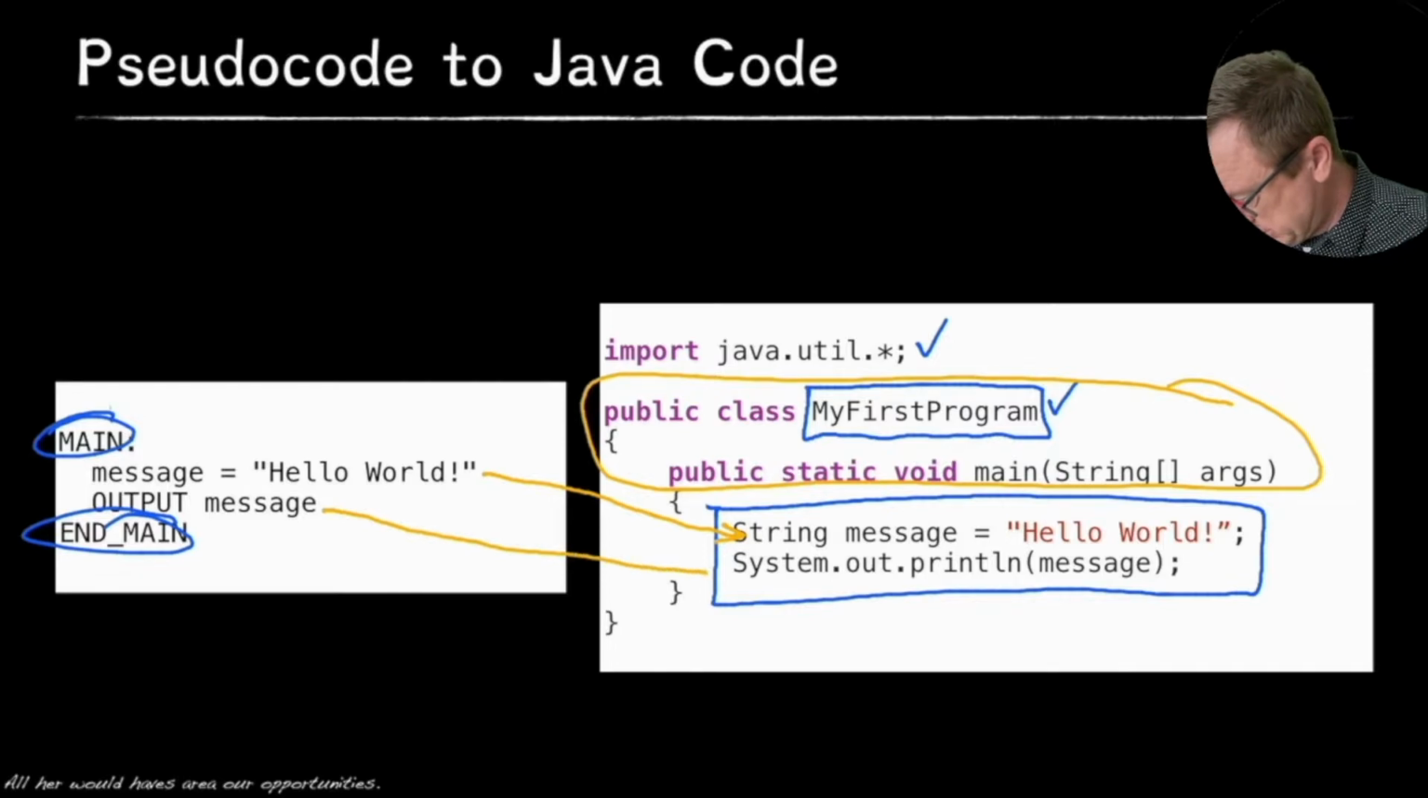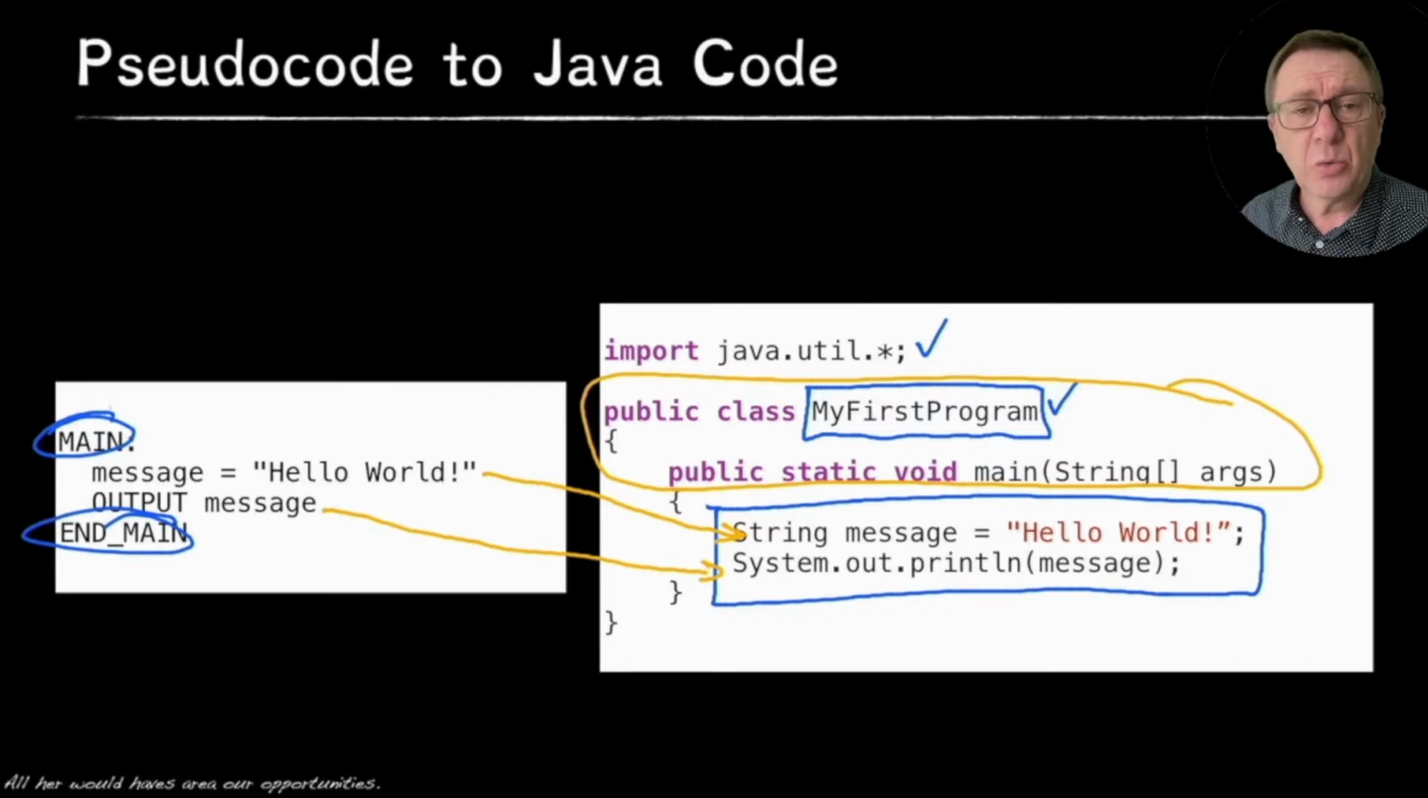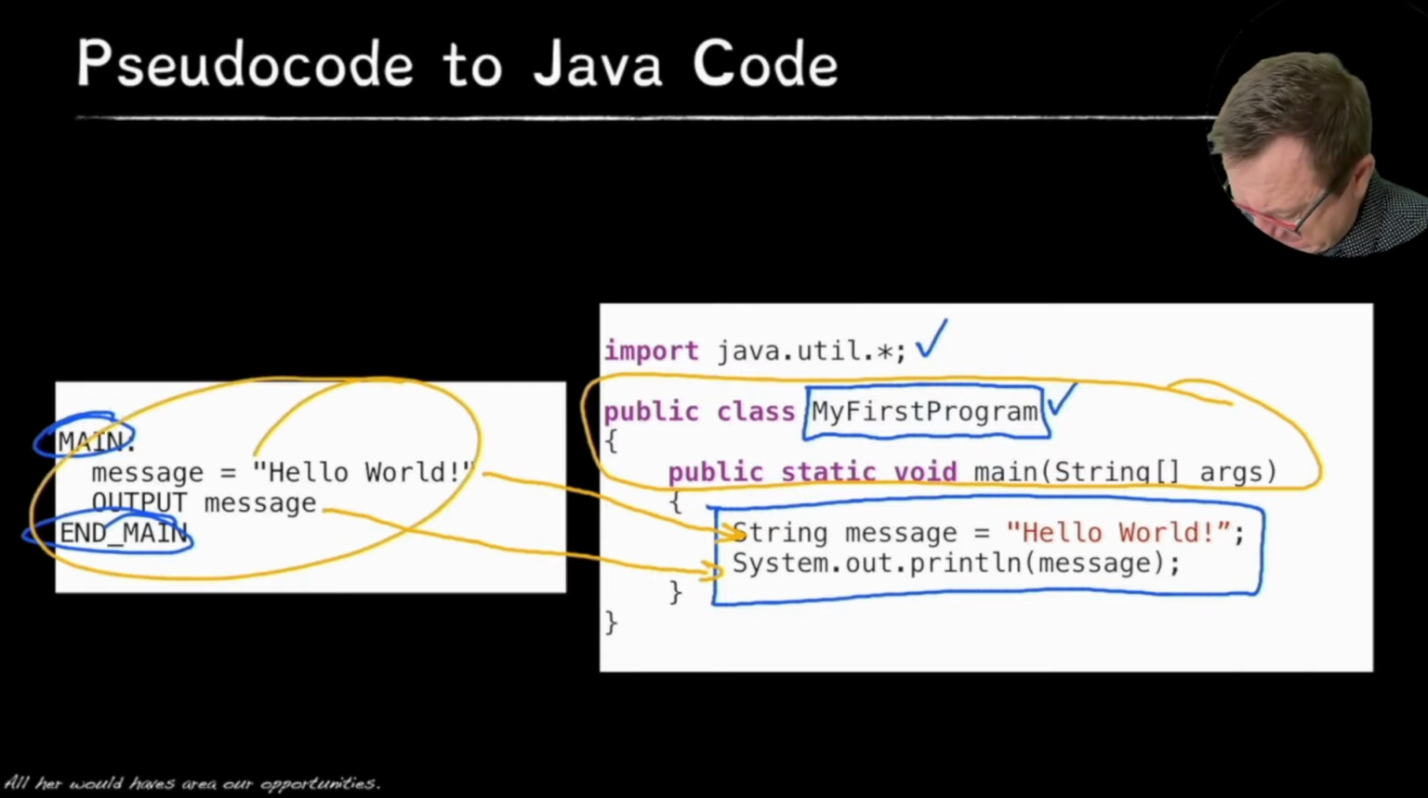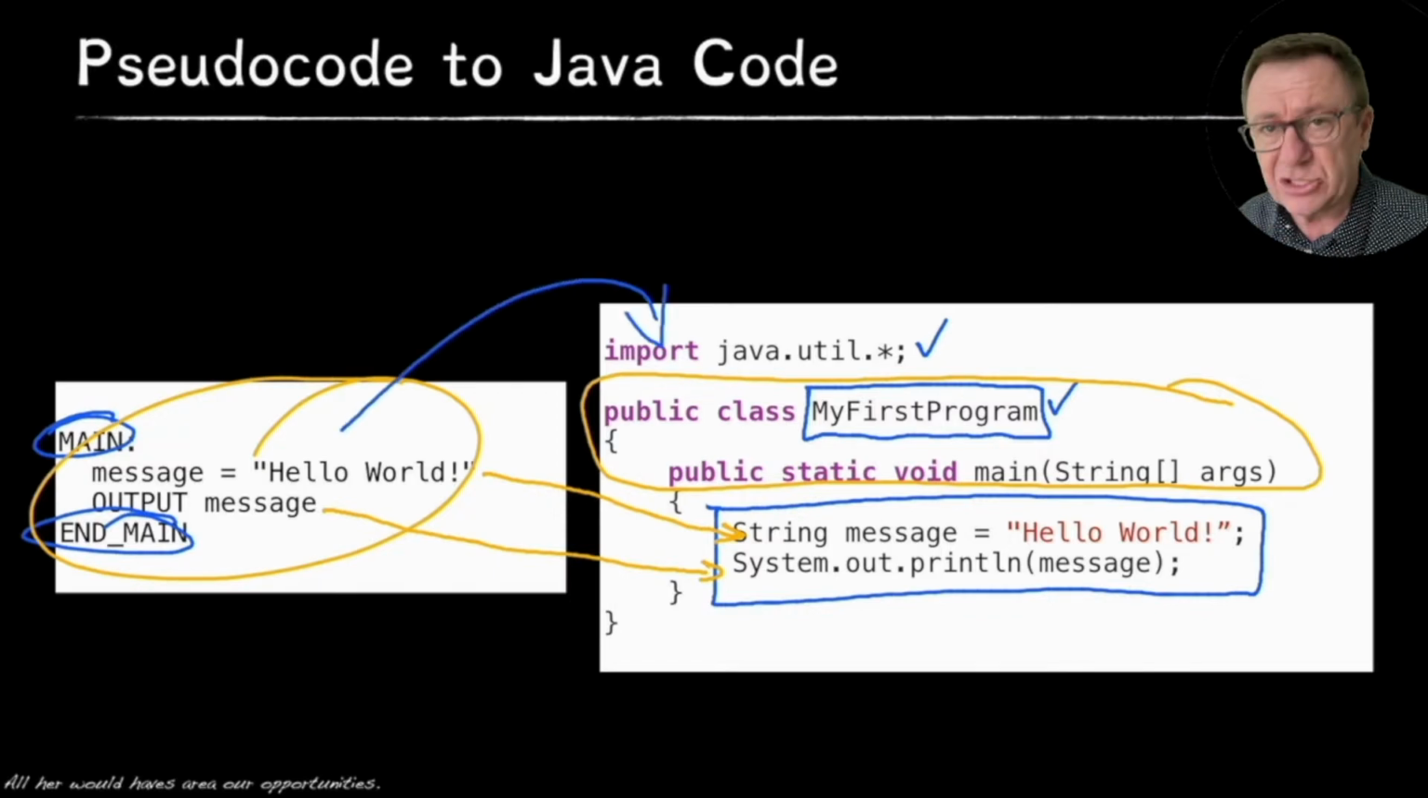Output message, System.out.println message. That's the mapping, okay? We've taken our pseudocode and we've mapped that into Java code. We've translated it across. Straightforward.